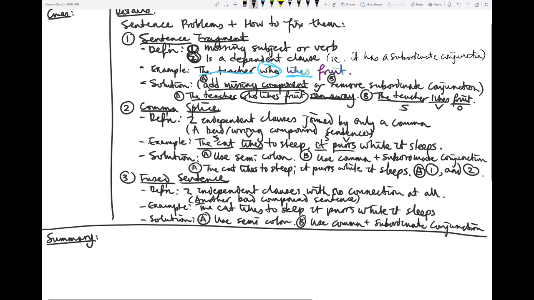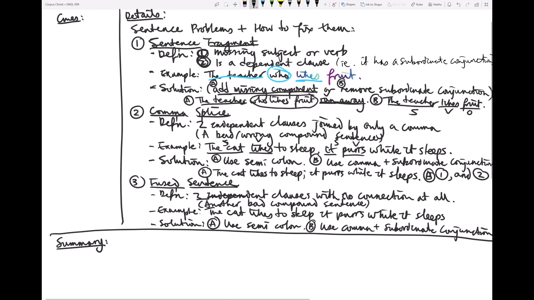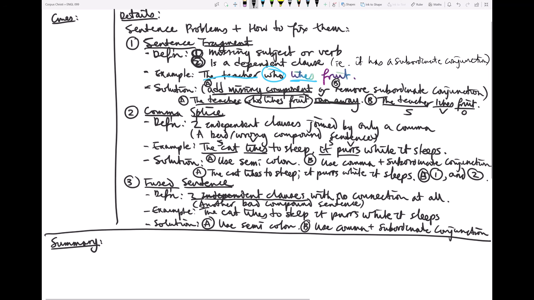Okay. So if you keep writing this way, you're going to make a run-on sentence. But when you have two independent clauses together, that's a fused sentence. The solution is the same. So you're making the bad compound sentence into a good compound sentence. So you do that by either adding a semicolon or using a comma and a subordinate conjunction.